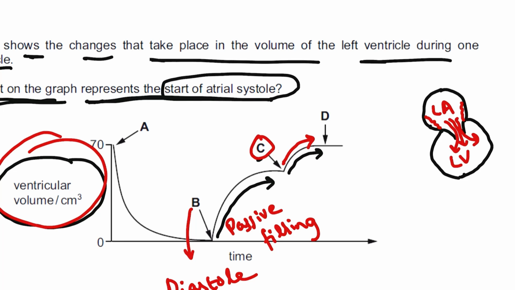Okay, guys, if we talk about A, it is ventricular systole, because the ventricular volume is decreasing and the ventricle is emptying. This means the ventricle is contracting. Ventricular systole. And C is atrial systole.